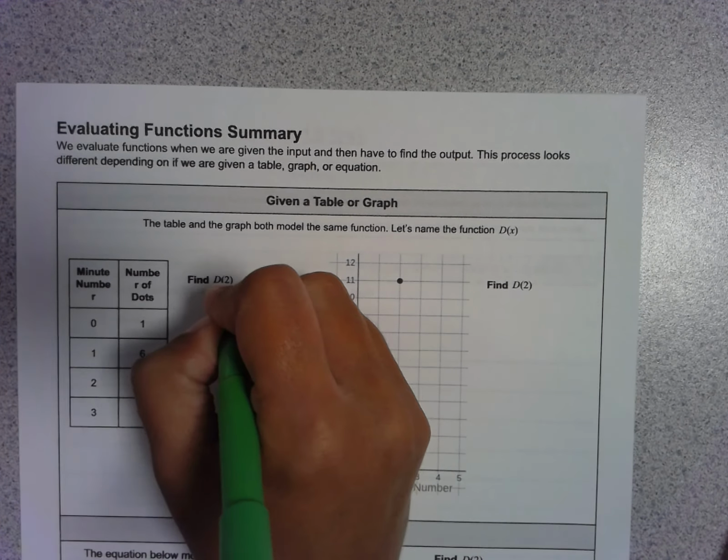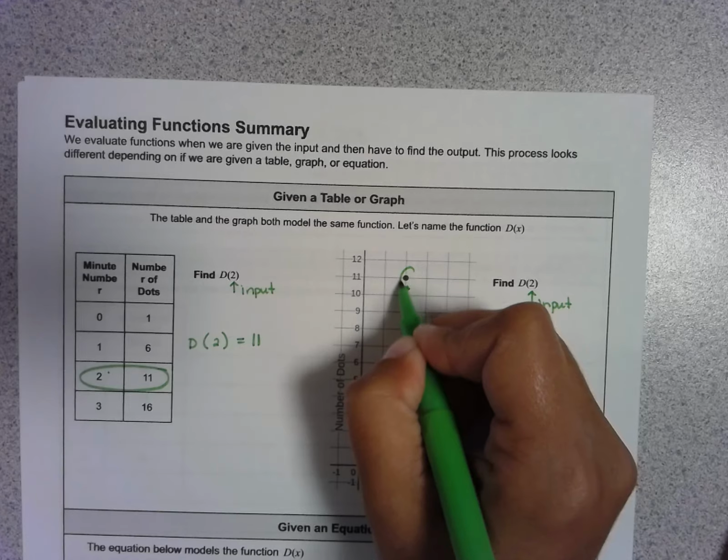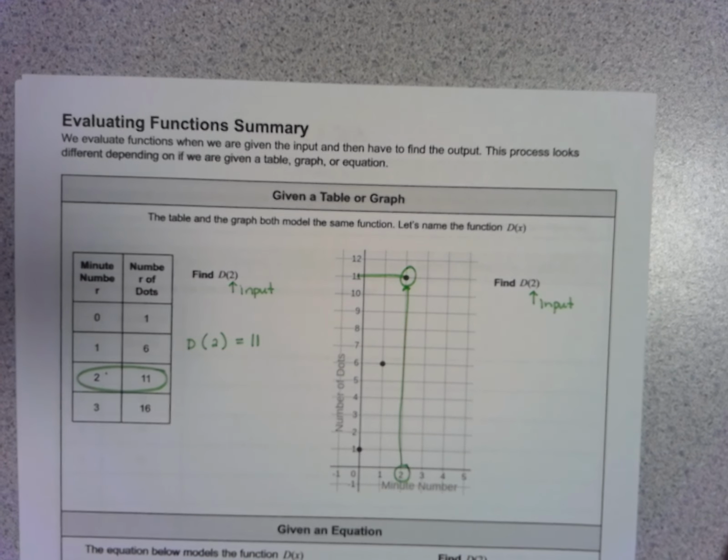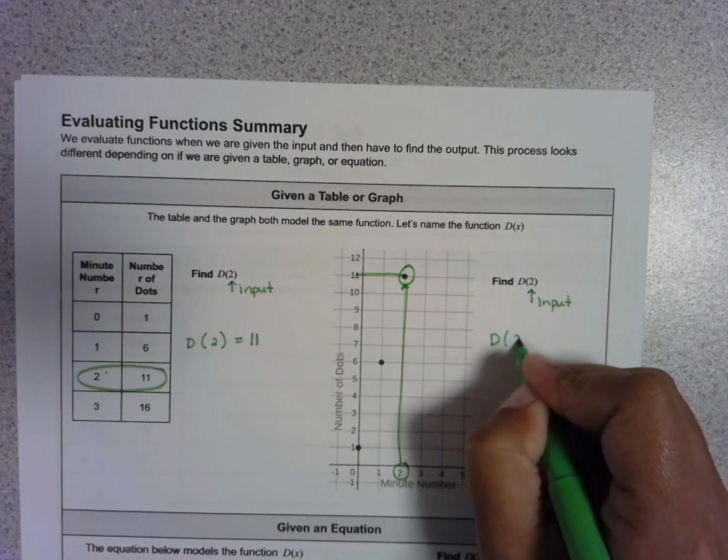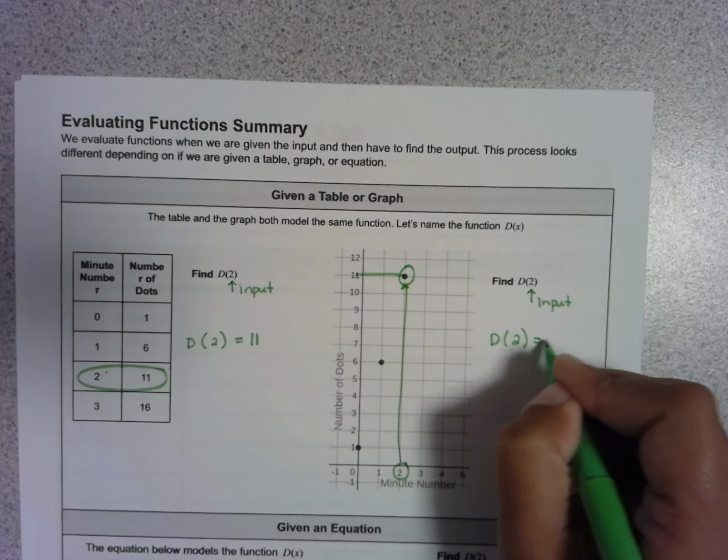Now I can do the same thing on a graph. If I want to find D of 2, that means that's the input, so I would find the 2 on the x-axis. I would match it up to its point on the graph, which has a y-coordinate of 11. So once again, I would get D of 2 equals 11. And that should make sense, since both the table and the graph represent the same information, the answer shouldn't change just because we're doing the problem a different way.